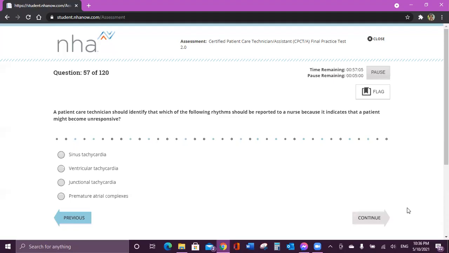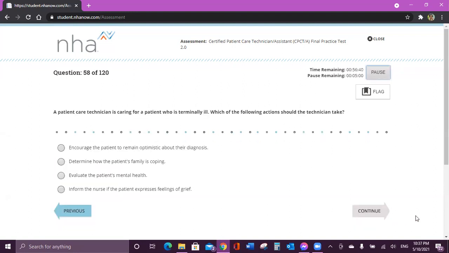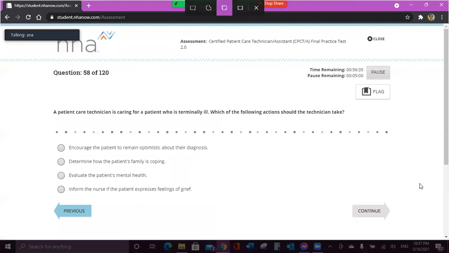A patient care technician should identify which of the following readings should be reported to a nurse because it indicates that a patient might become unresponsive. Sino taquicardia, ventricular taquicardia. Ujú. 1, 2, 3. Yo le doy hasta 3.